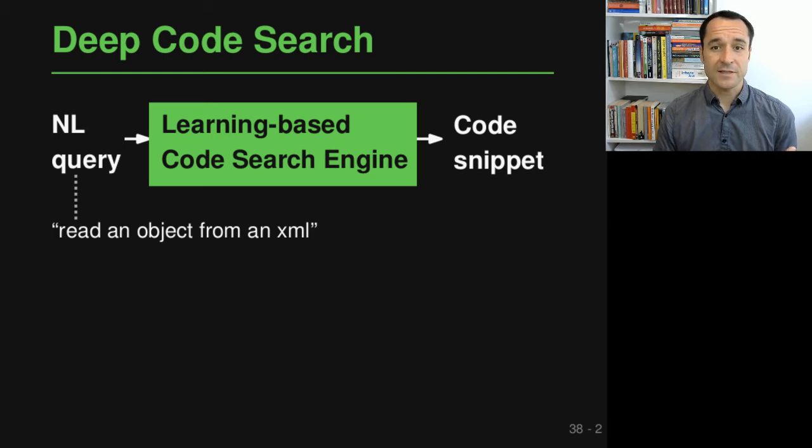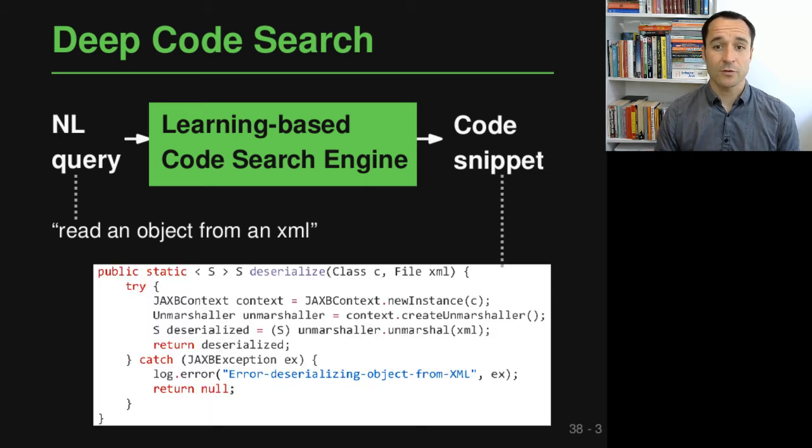And then there is this learning-based code search engine, which will give you some code snippet that matches the given natural language query. For example, for this given query here, it might return this piece of Java code, which if you look closely is actually about reading an object from a piece of XML code.